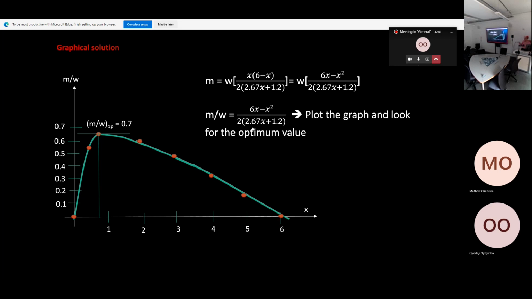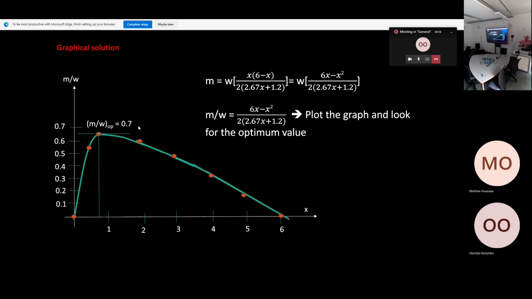Are you good in maths? You can plot, no problem. So if you plot M over W versus x, this is what you get. You get this graph here in green. And you can see that the optimum value is just short of 0.7. We got 0.66, isn't it? So if you do it correctly, can you see there? Yeah, it's about midway, 0.65, 0.66.